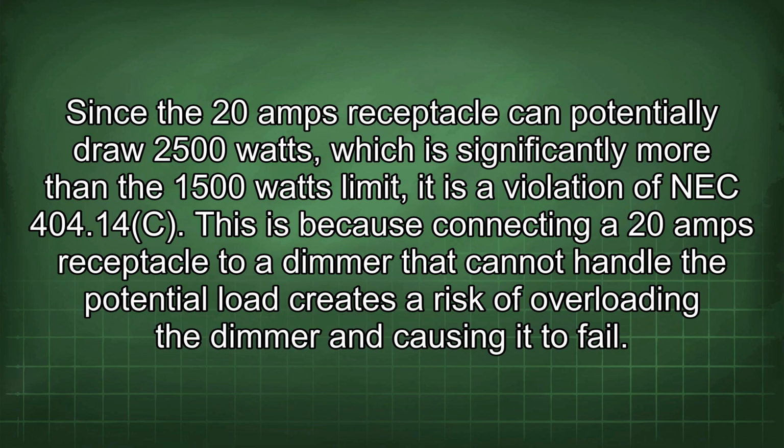Since the 20 amp receptacle can potentially draw 2500 watts, which is significantly more than the 1500 watt limit, it is a violation of NEC 404.14c. This is because connecting a 20 amp receptacle to a dimmer that cannot handle the potential load creates a risk of overloading the dimmer and causing it to fail.